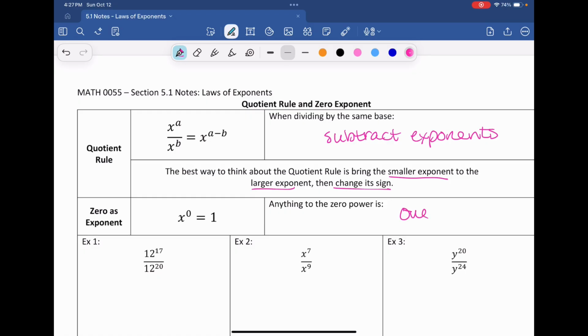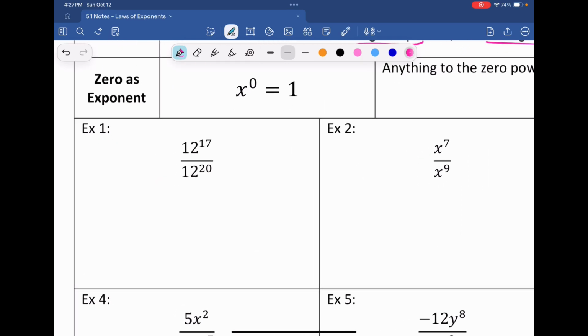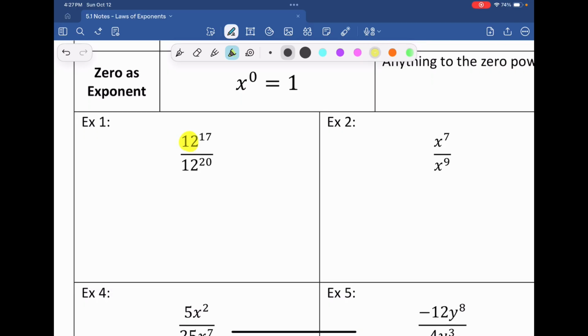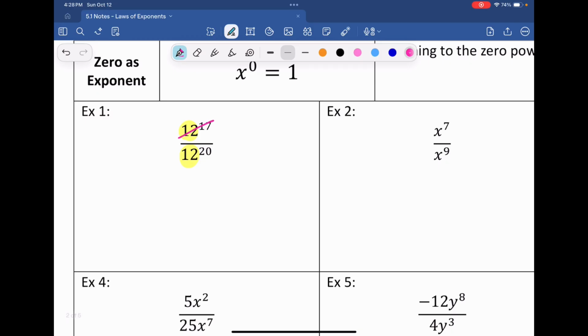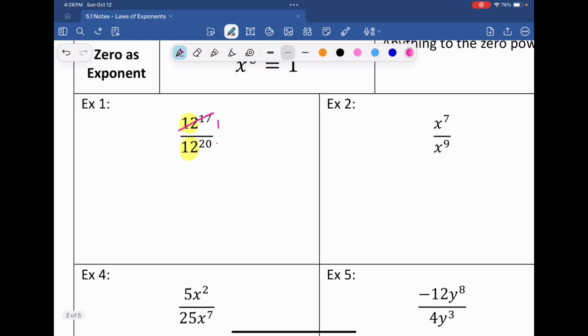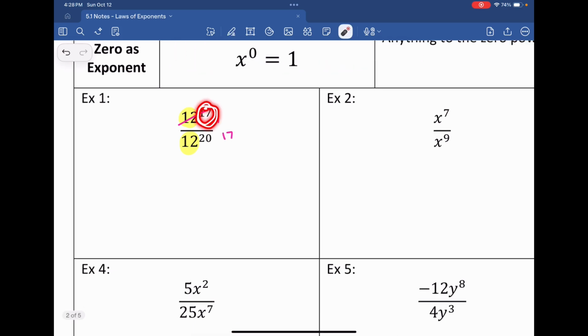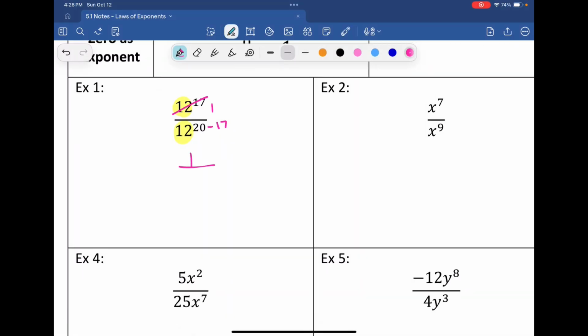Okay. So here's what I'm talking about. We have 12 to the 17 divided by 12 to the 20. Our base is the same, base 12. So we can subtract the exponents. Well, which exponent is the smaller exponent? 17. Okay, so we're going to cross this out. We're going to put a 1 in its place because that's what's there. And we're going to bring the 17 down. That was a positive 17. So now we're going to subtract it and change it. So I've got 1 over 12 to the third, because 20 minus 17 is 3.